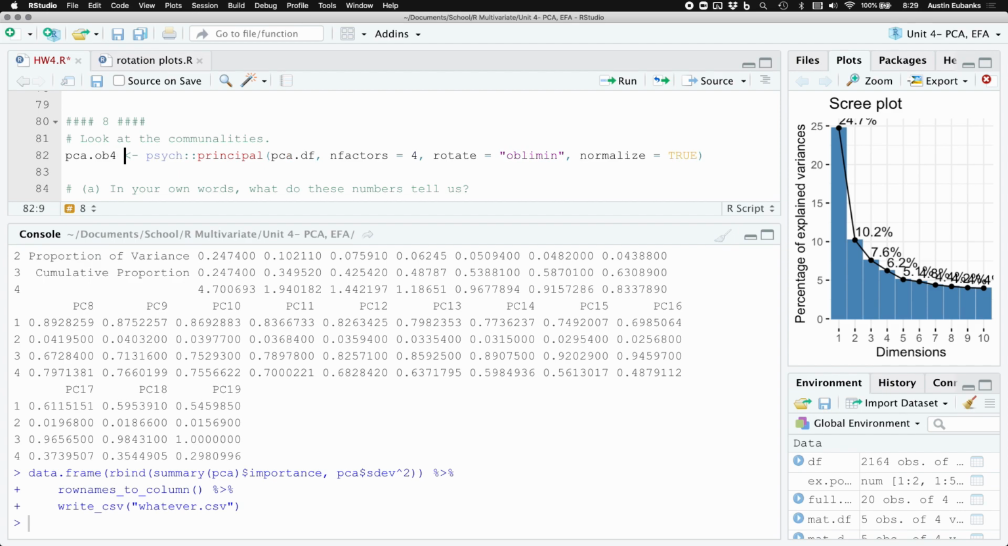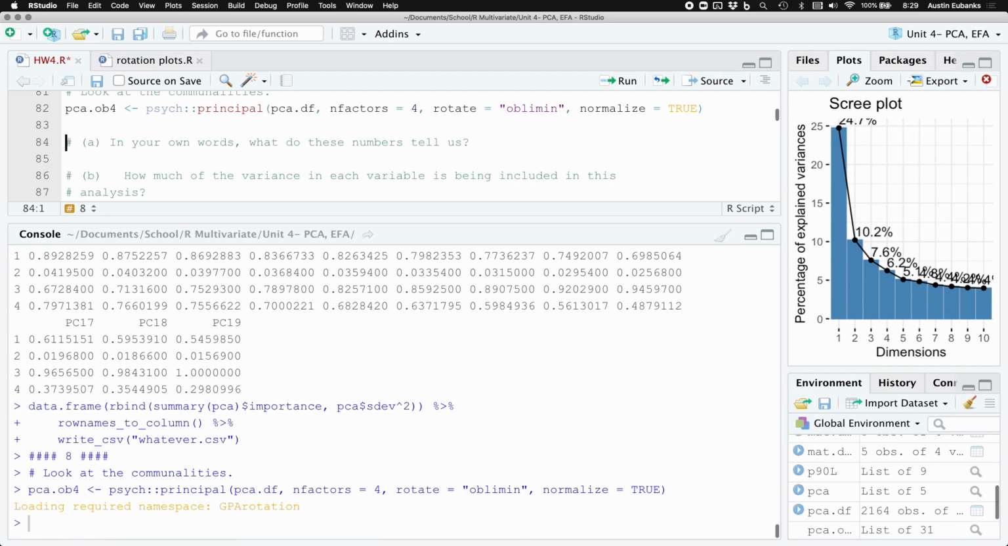PCA.OB4, so that we know, because as we're going through all these, we want to be able to know which things we're doing. So OB4 means it is the Oblimin rotation with 4 components. And so once we run that, we've now done that PCA, and Anna, I'll let you take over and discuss as they work through that.